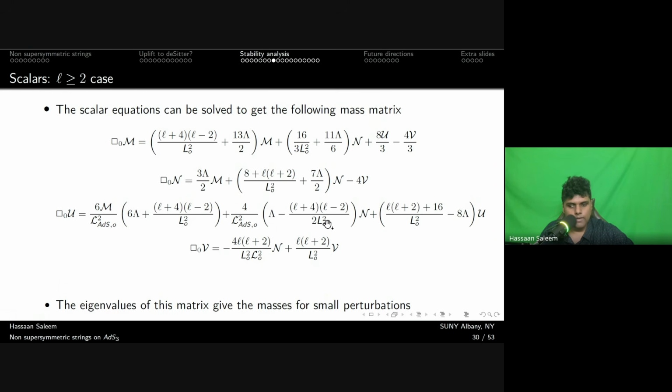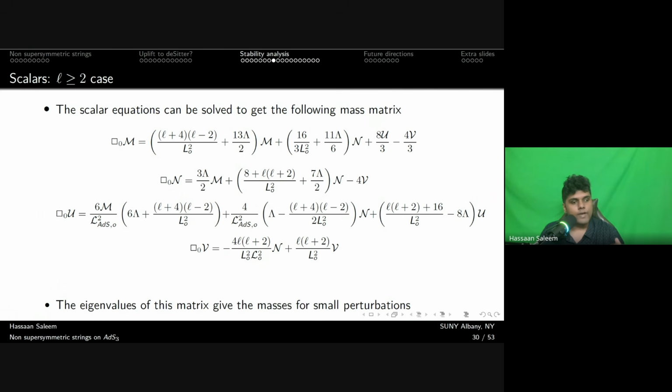There's no V here, so the term multiplying V is just 0. And there is no M or U here, so the coefficients of those two fields are 0. So you can see that this whole equation is just Laplacian of a vector, and the vector is M, N, U, and V, equals a matrix multiplied by that same vector, right? And the matrix entries are given in these equations. So this matrix that I'm referring to is the mass matrix, right?